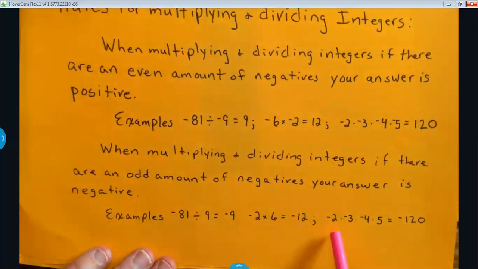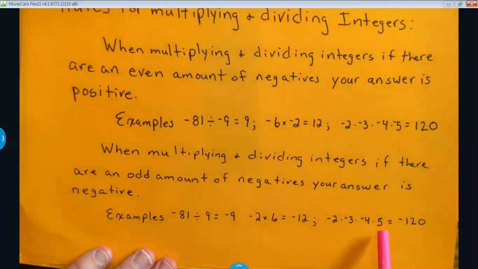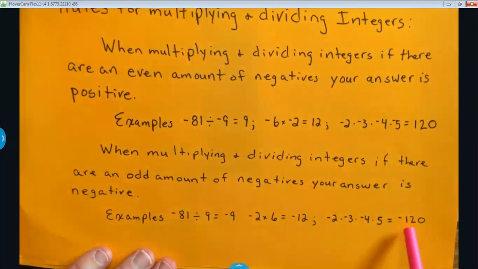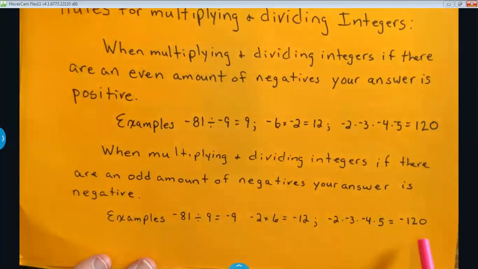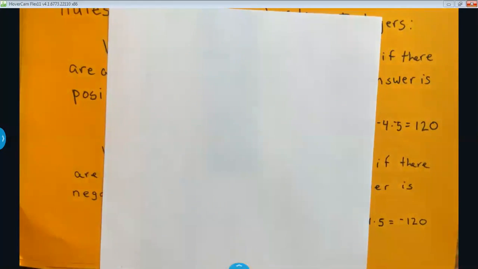And then my last example, a negative 2 times a negative 3 times a negative 4 times a positive 5. There are 3 negatives involved. 3 is an odd number, therefore your answer is going to be negative because there are an odd amount of negatives that are involved. Okay? All right, I'll show you a couple more examples with multiplying and dividing, and then you can start on your work.